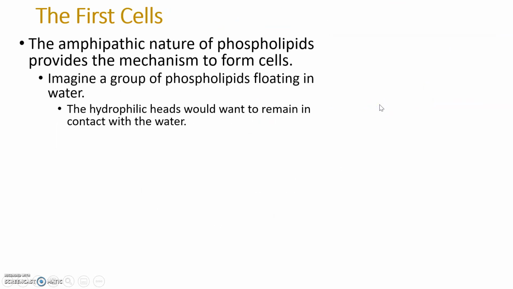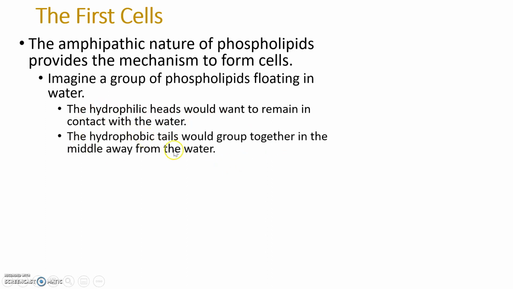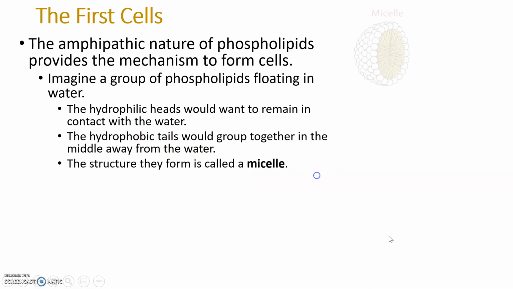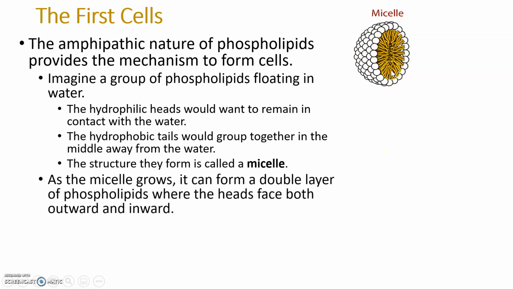So phospholipids, imagine them floating around in early Earth oceans, and those hydrophilic heads would want to remain in contact with the water, whereas the tails, the hydrophobic tails, would want to gather away from the water. So they'd form these early structures called micelles. They might look something like this. Here's one that's been cut in half so we can see the tails on the inside. So again, imagine it's surrounded by water, and so all the heads point outward where they can interact with water. And all the tails still stay dry in the middle. And that's called a micelle.